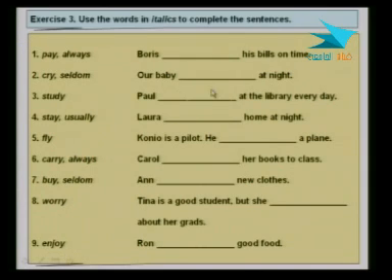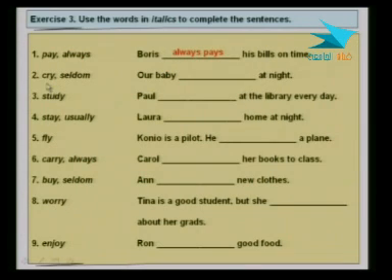By the way, this exercise again is in your Azar grammar textbook. So Boris, his bills on time. Here notice that we have to use these two words, pay and always. Always is a frequency adverb, so it comes first, right after the subject. So Boris always pays. Again, we add S. And why do we add S only? Because this verb, pay, ends with a vowel A plus Y. So we only add S. So Boris always pays his bills on time.